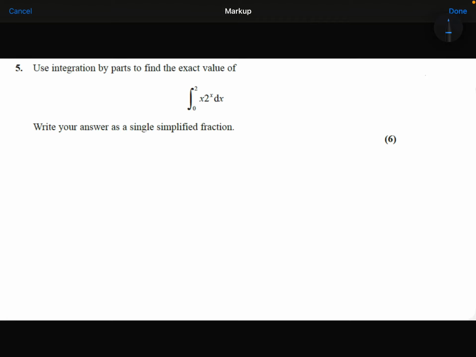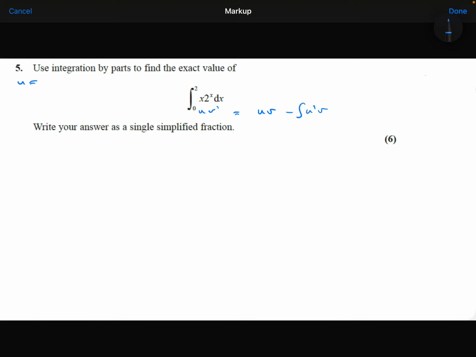Use integration by parts to find the exact value of the integral from 0 to 2 of x multiplied by 2 to the power x with respect to x, giving your answer as a single simplified fraction. So using integration by parts here, I'm going to let u be my x and I'm going to let v dash be my 2 to the power x. So I could then use the integration by parts formula, which is uv minus the integral of u dash v.